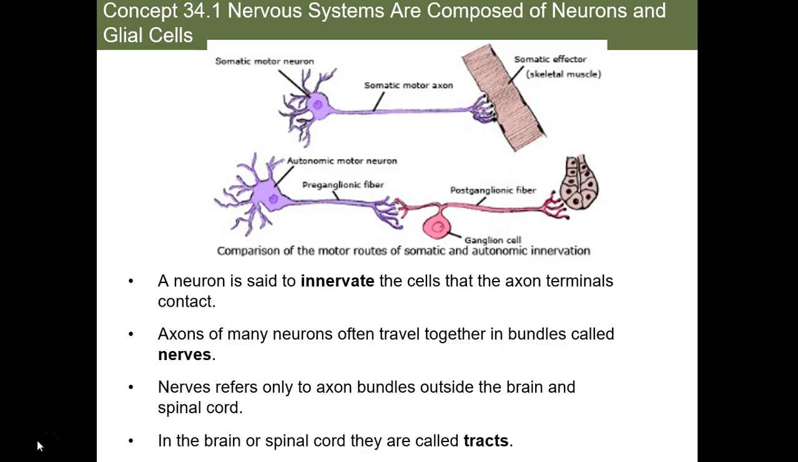A neuron will innervate the cells that the axon terminals contact. Axons of many neurons often travel together in bundles called nerves. Nerves refer to axon bundles outside the brain and spinal cord. Within the spinal cord and brain, bundles of neurons are called tracts.